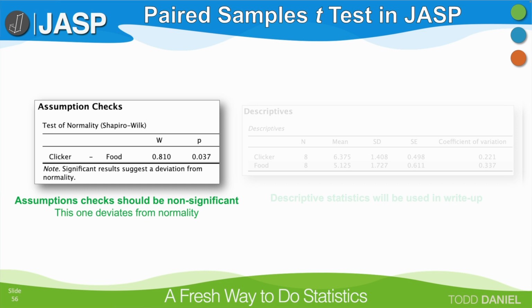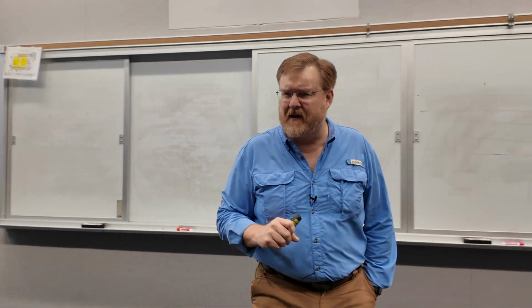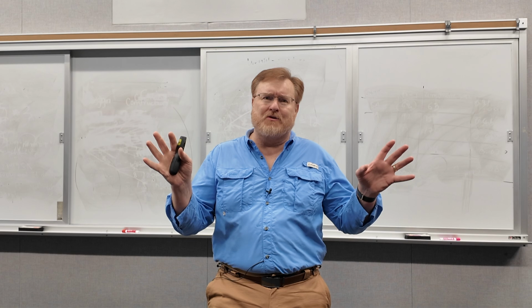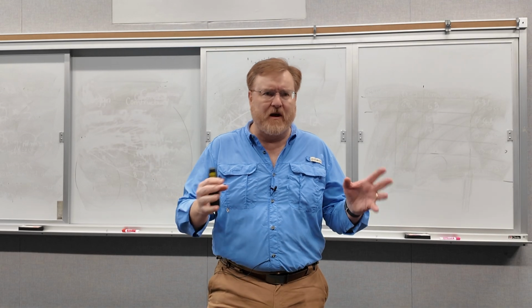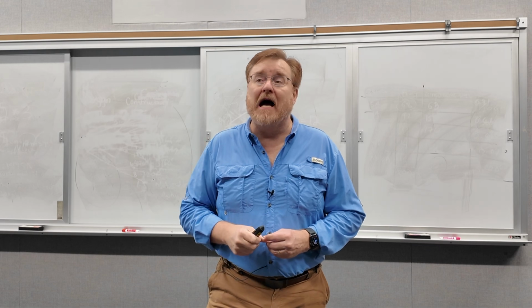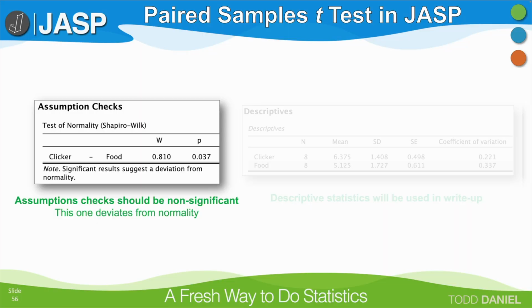For our assumptions checks, we have a test of normality using Shapiro-Wilk, comparing clicker versus food, and the p-value is 0.037. That is statistically significant at the 0.05 level. So we're going to need to look into this. Why do we have a statistically significant non-normal test? Now we could just gloss over that, maybe interpret it at 0.01 instead of 0.05. But when we look at the plots, we're going to see what's actually going on and what's driving that non-normality.